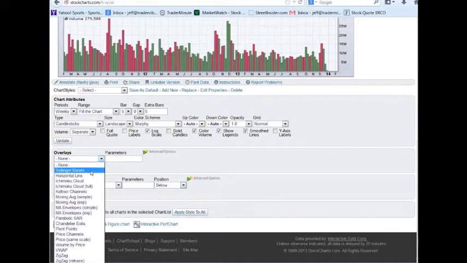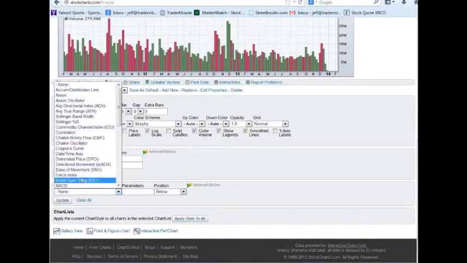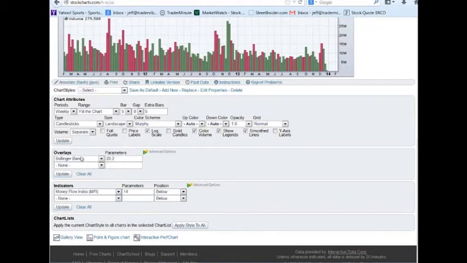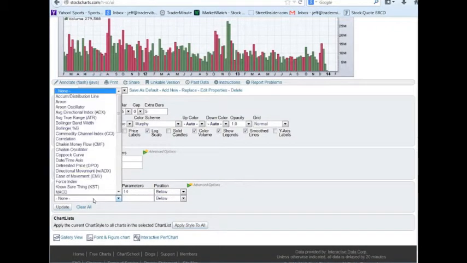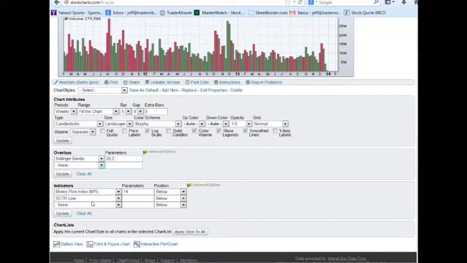I'm going to put the Bollinger Bands, which is up under overlays. Then under indicators, I'm going to add a money flow index, an MFI, and I'm going to add a rate of change, an ROC. You may notice that on some of my charts I oftentimes have the rate of change indicator on it. I rarely talk about it, but it really comes down to support and resistance.